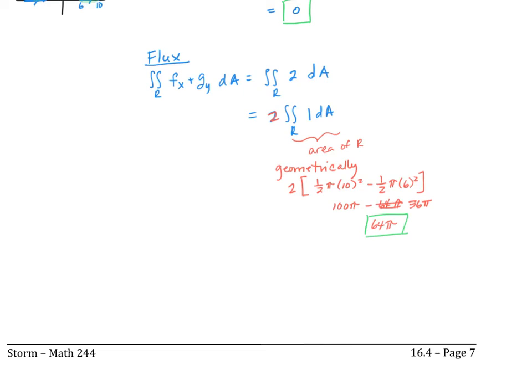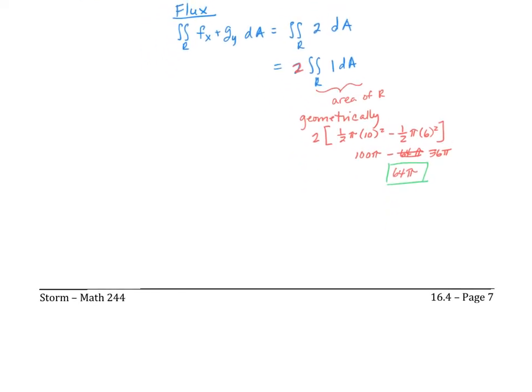Now the circulation was 0. So there's no spinning, which means there probably is going to be flux. So a 0 circulation with a positive flux makes sense to me. But we didn't have to compute the flux that way.